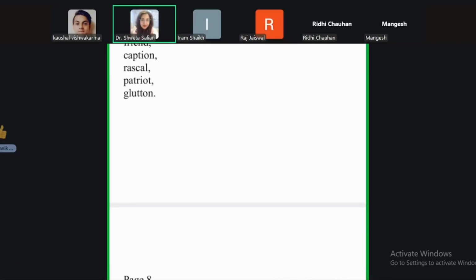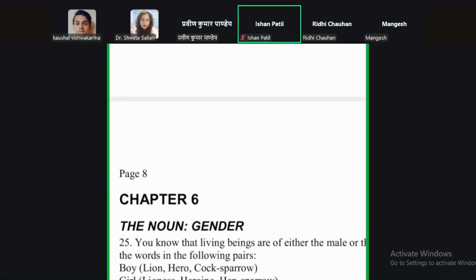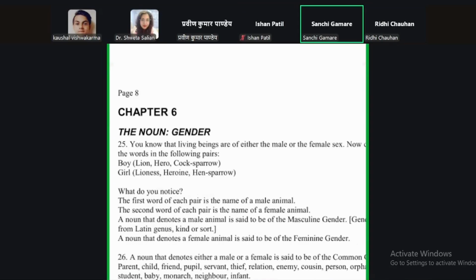A patriot is someone who fights for the nation. A martyr is someone who dies for the nation. So, patriotism. Glutton, gluttony. Perfect. With that, we finish abstract nouns.